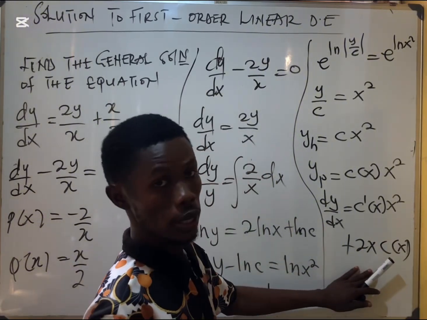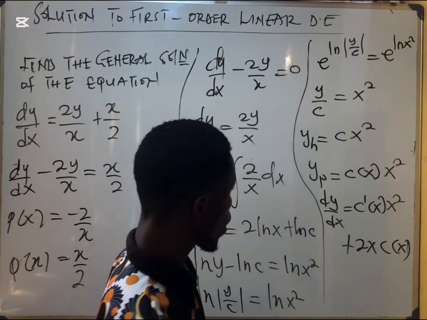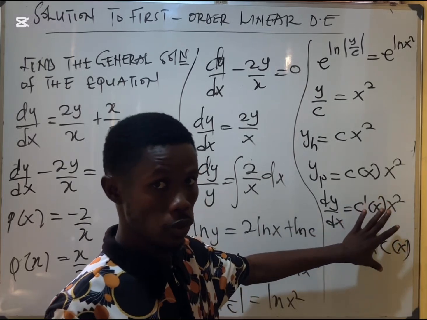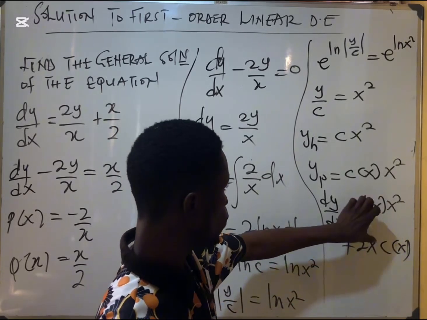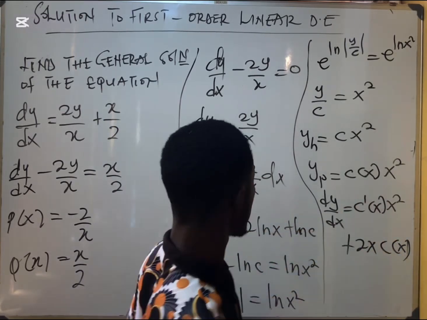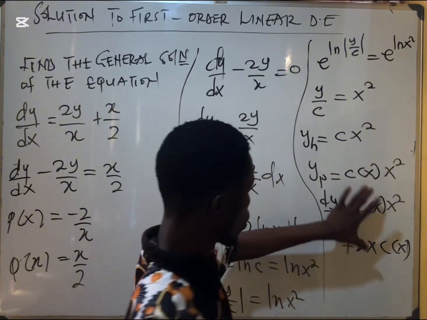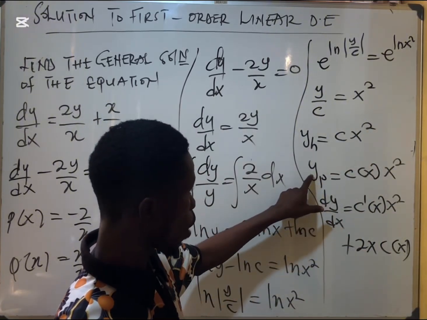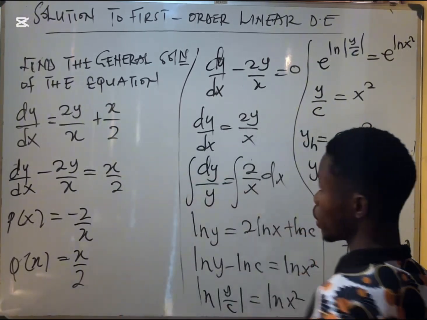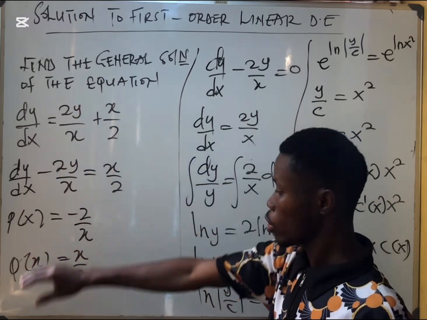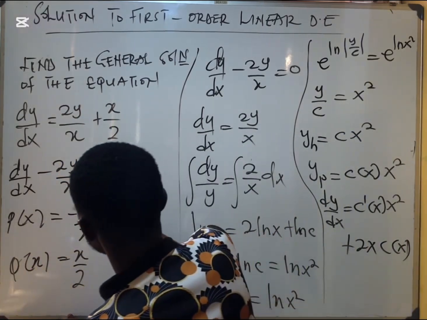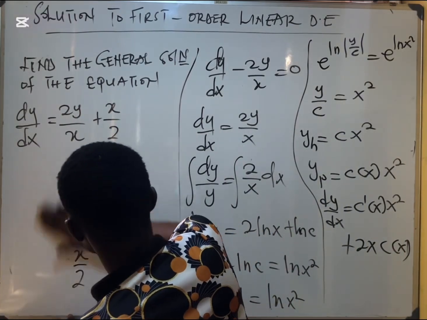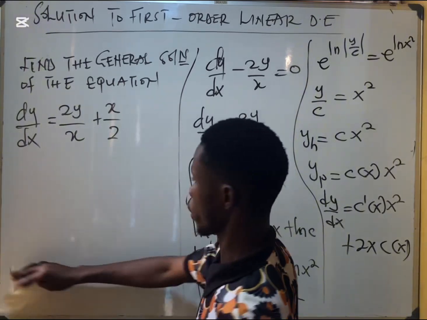Something like this. When you finish this, just like when I was proving the formula, you take the whole of dy/dx and the whole of y p, then you go back to the question given and do the substitution there. So let's do it here and you see. This one was the question given.